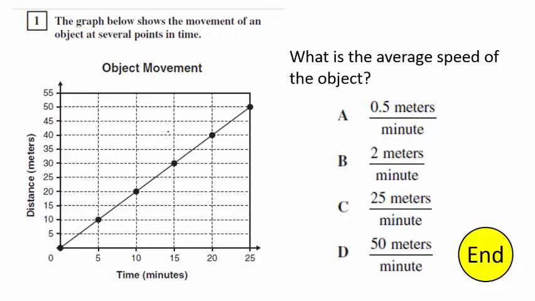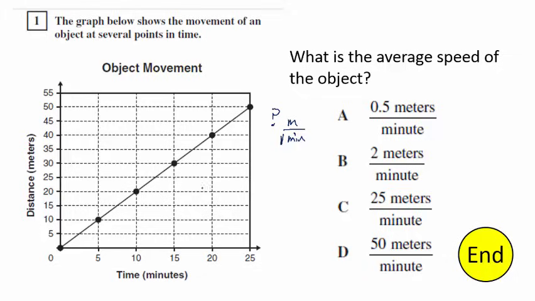All right, the graph below shows the movement of an object at several points in time. What is the average speed of the object? Well, speed is measured in meters per minute in this case. So they're measuring in meters per minute, and that's 1 minute on the bottom.